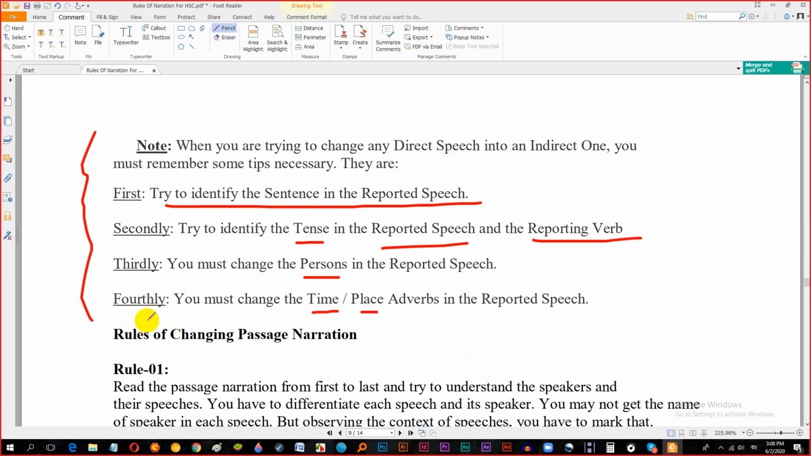But what they didn't tell here is, when you do the passage narration, at first you have to find out the speaker and listener. It's important. If you don't find the speaker and listener, then it's tough for you to answer or to convert that into an indirect sentence. So you have to convert this based on the speaker and listener. I hope you get the point.